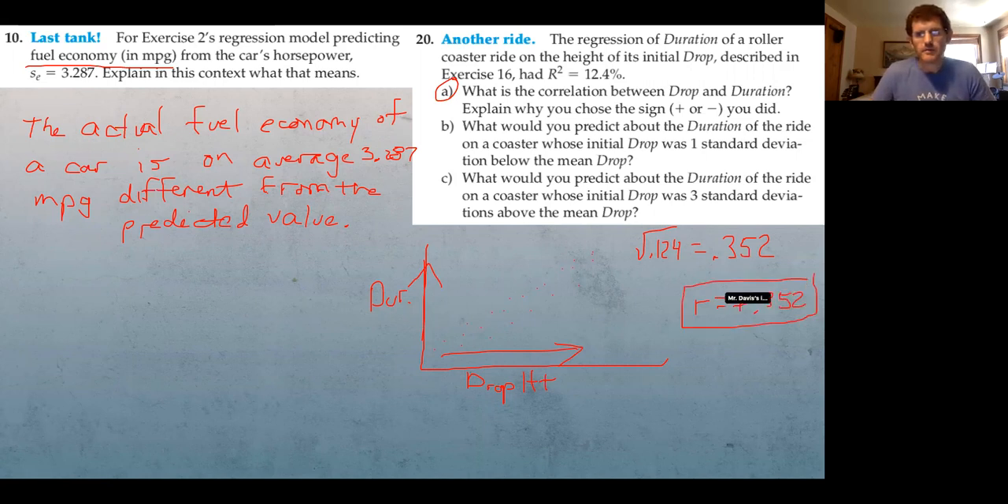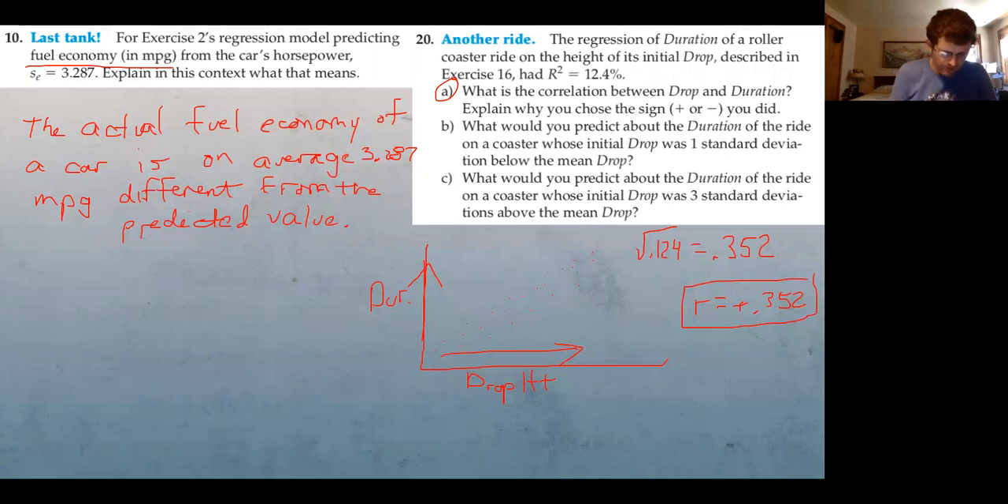Okay, so explain why. Well, we just kind of visually said it. As drop height increases, duration should be longer. What would you predict? This is where it's important to go through these. They look really difficult at first. What would you predict about the duration of the ride on a roller coaster whose initial drop was 1 standard deviation below the mean drop? The only information they gave us was R squared. So what the heck do we do with this?